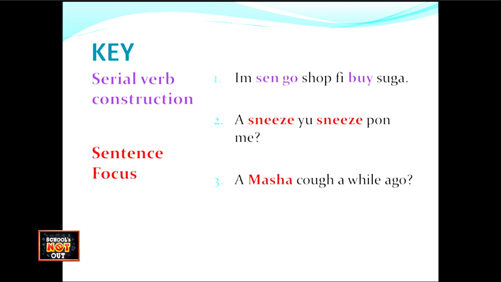A sneeze you sneeze for me. How could you in a time like this? Number three, a Marsha cough a while ago. Can you believe? In this season, at this time, Marsha has chosen to cough. So these should be your answers.